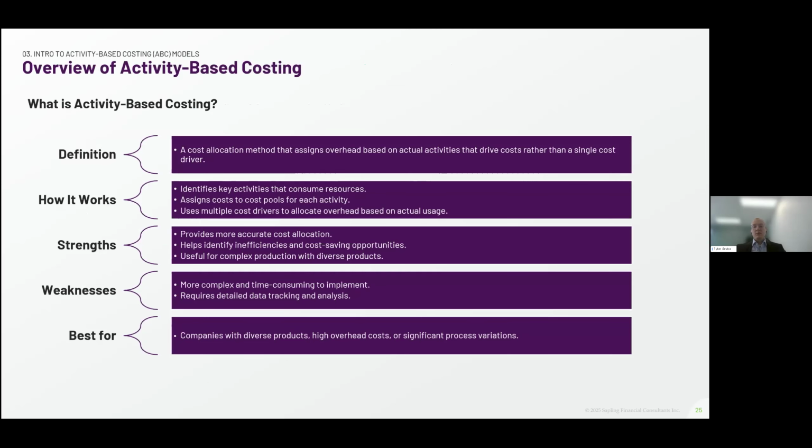Moving on to activity-based costing, or ABC. This is a method that allocates overhead based on actual activities that drive costs rather than a single cost driver like machine hours from the prior traditional costing example. The way it works is that activities which consume resources of an organization are identified. Cost pools related to an organization's resources are then allocated to these activities. And finally, these activities are allocated to the organization's products based on their usage of each activity.